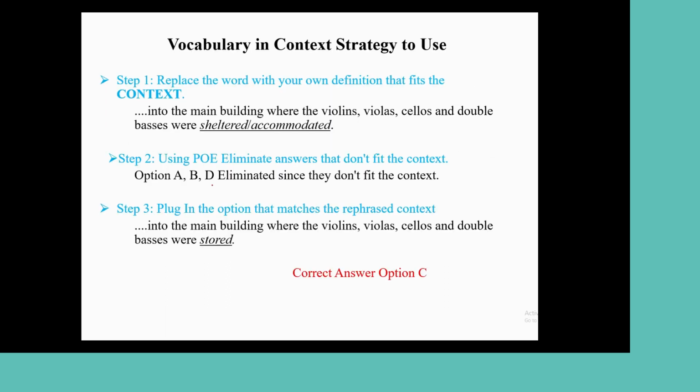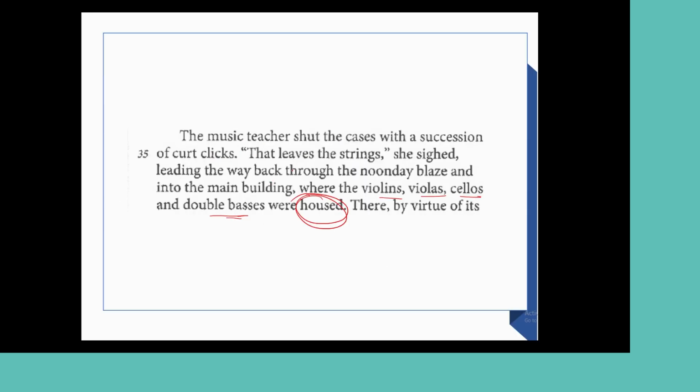Now what are we going to do next? We're going to use process of elimination to remove answers that don't fit. First of all, we're going to predict our own answer. Let's come up with something like where the violins, violas, cellos and the double basses were kept, where they were stored. So we have come up with something like kept or stored.